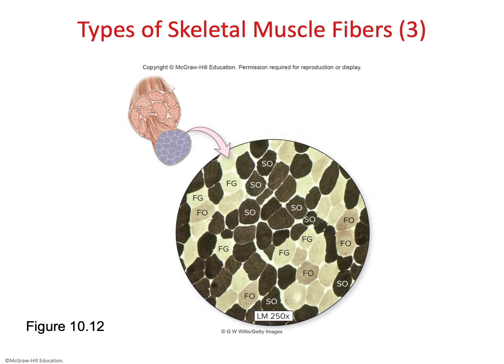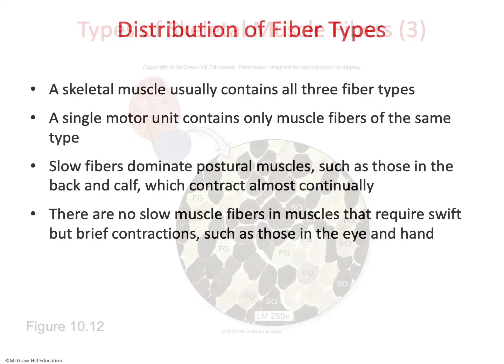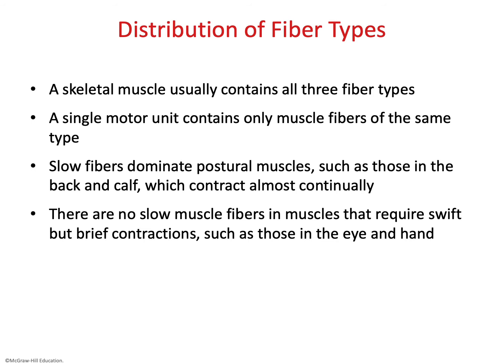So this is a look. SO stands for slow oxidative, FO and FG stand for fast oxidative and fast glycolytic. This just shows that each muscle has kind of an assortment of all different fiber types depending on what it's useful for. And again, depending on where the muscle is, there will be more fibers of one type than another. And this just describes what we just talked about.